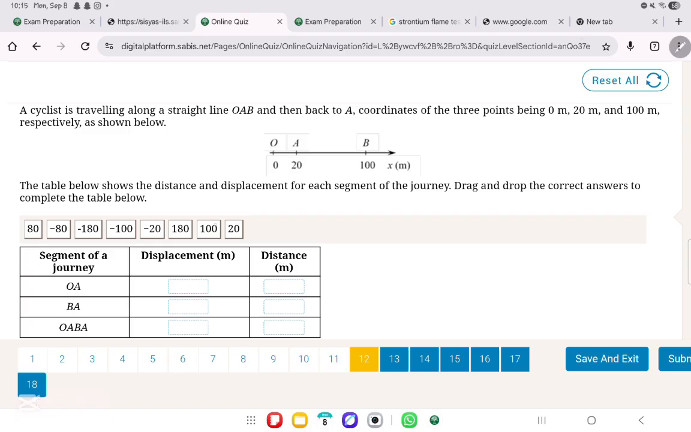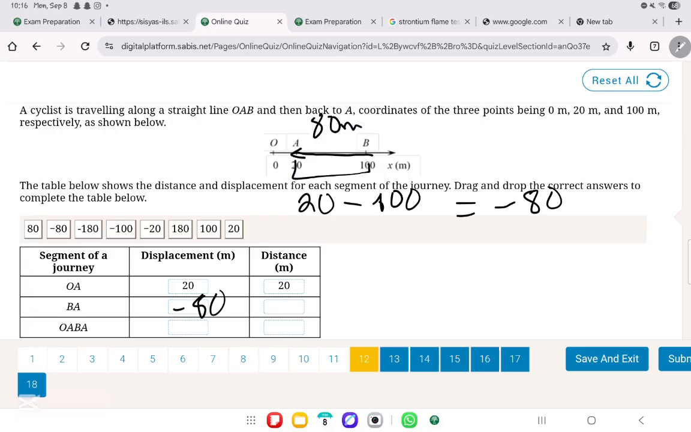Now, BA is like this. We're going back. The displacement is x final minus x initial, so 20 minus 100. That is minus 80, whereas the distance is the length of the path. What's the length of this path? This is 80 meters. Remember, distance can never be negative. It always has to be positive. So 80 meters, and minus 80 is the displacement.